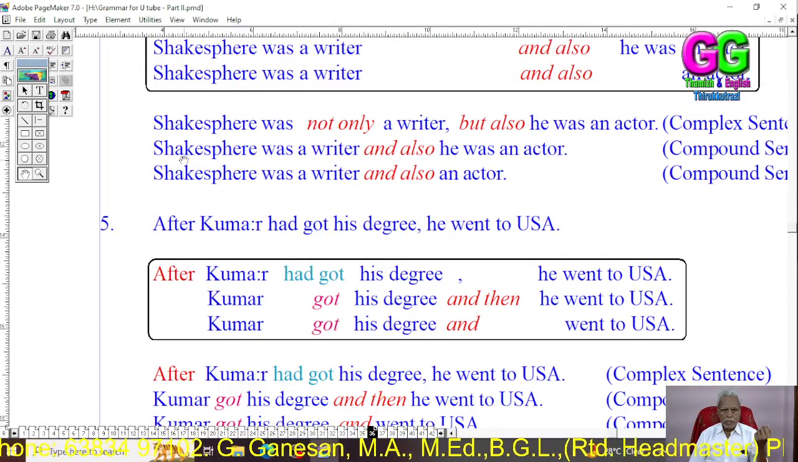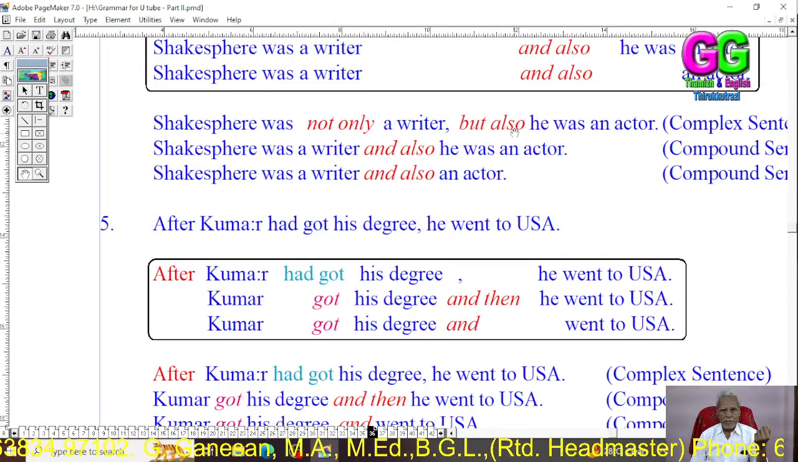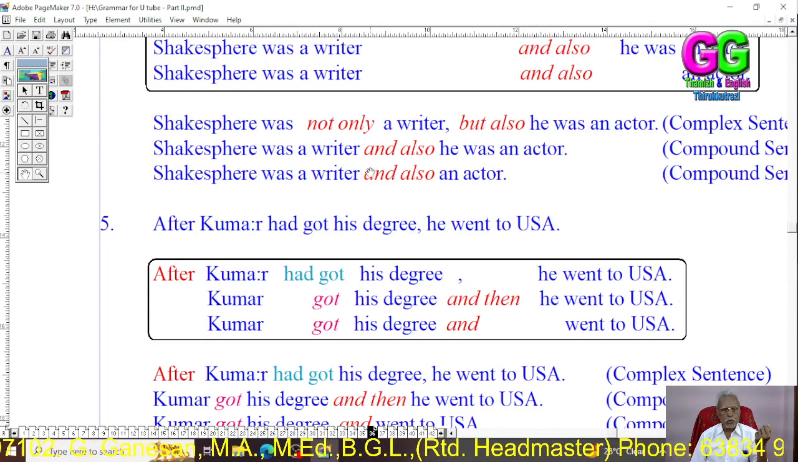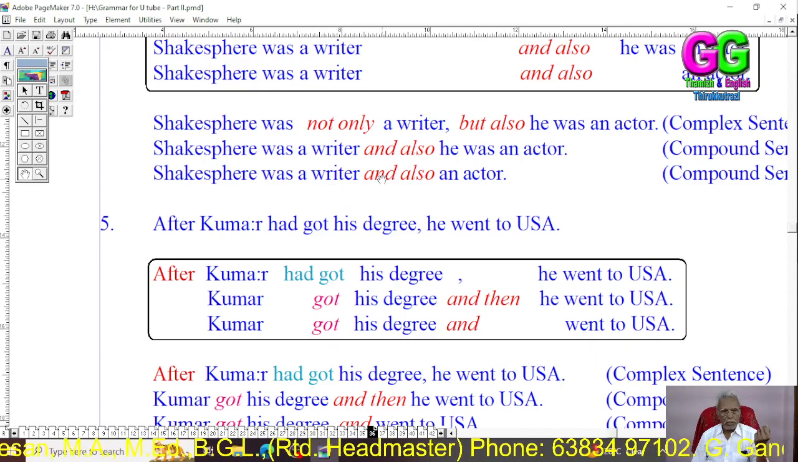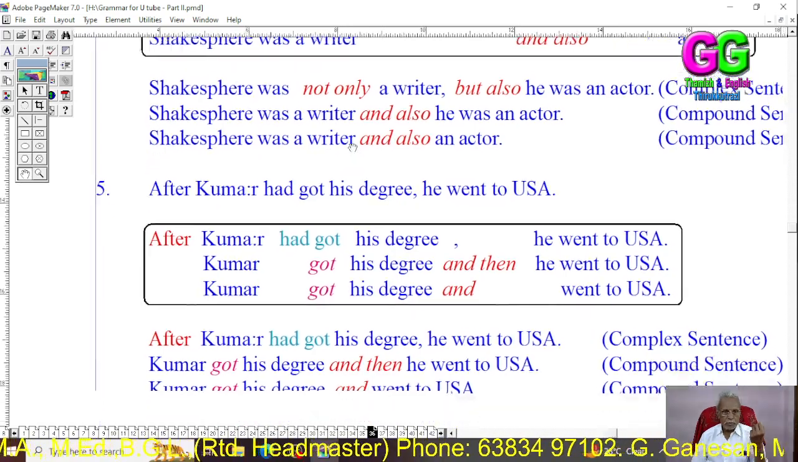So, Shakespeare was not only a writer but also he was an actor. Shakespeare was a writer and also he was an actor. Shakespeare was a writer and also an actor.